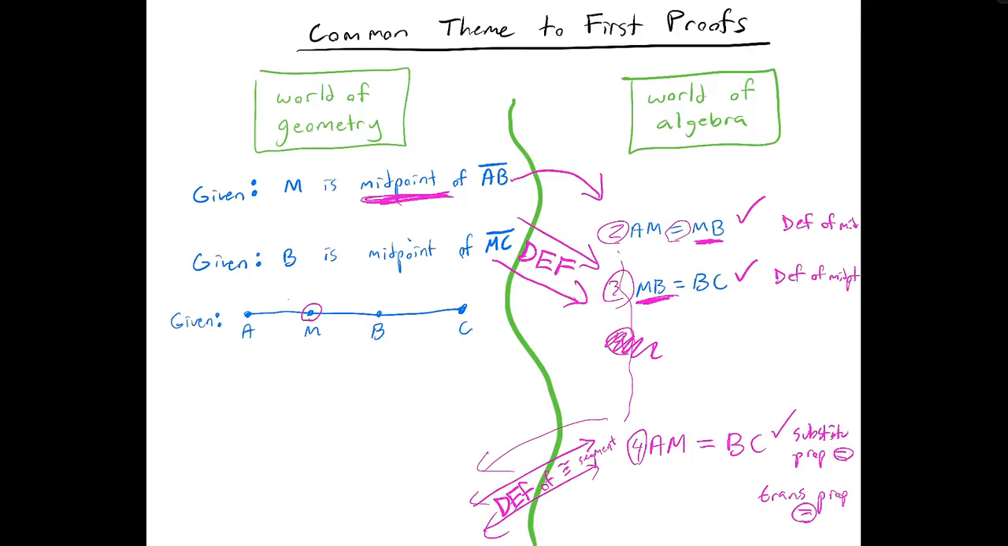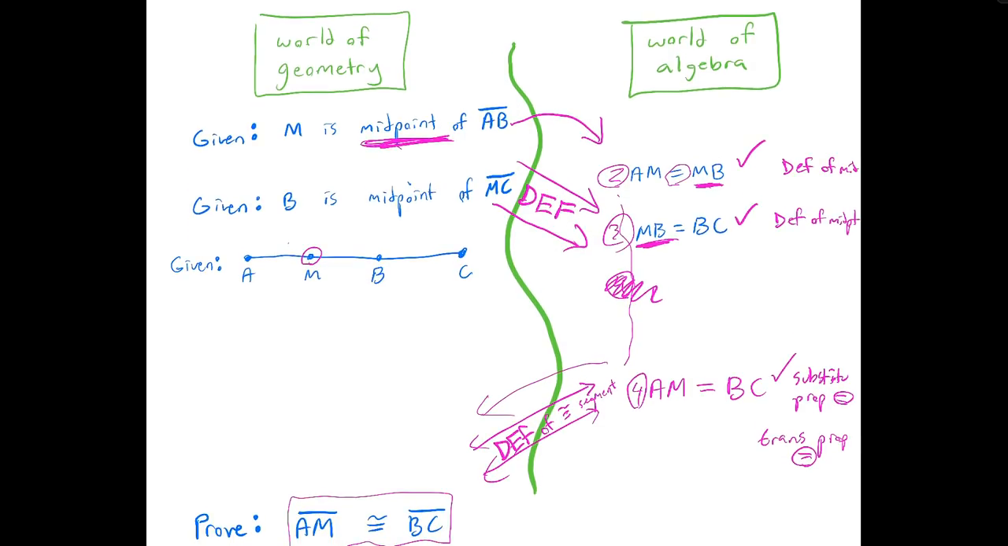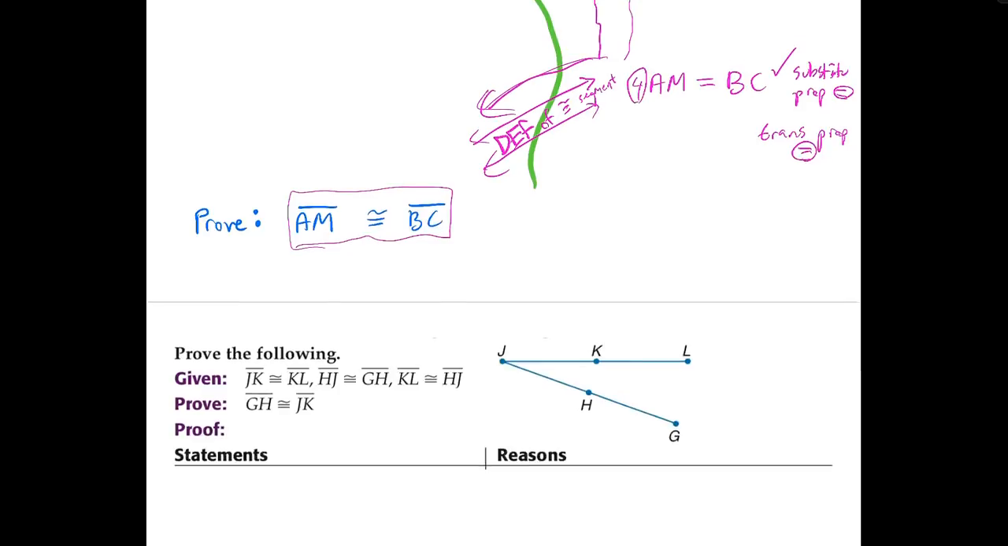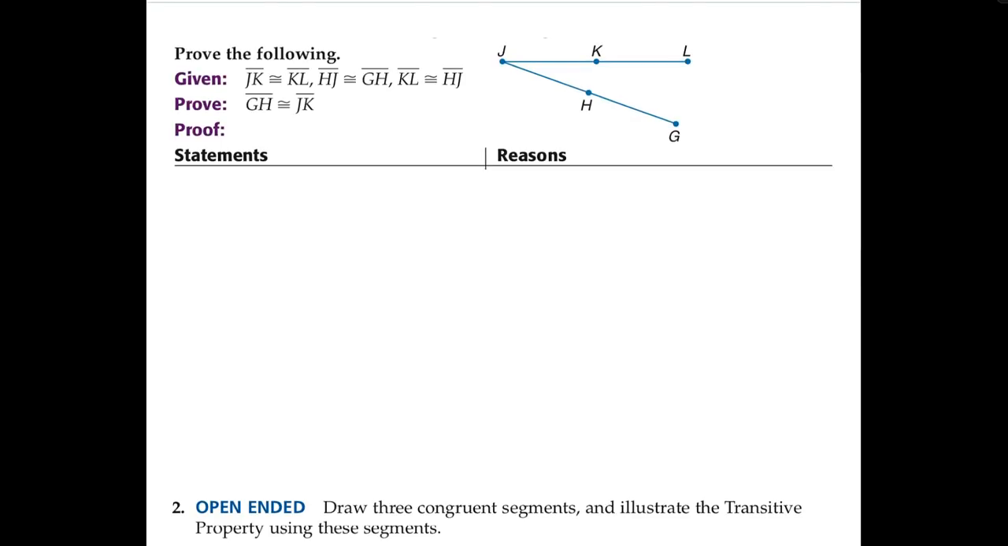I didn't rigorously set this proof up. It was just an example to show you that the way you get from the beginning to end of a geometric proof can be to use a definition to go to algebra, do cool algebra, and then use a definition to get back. Okay, let's actually start doing some proofs now.